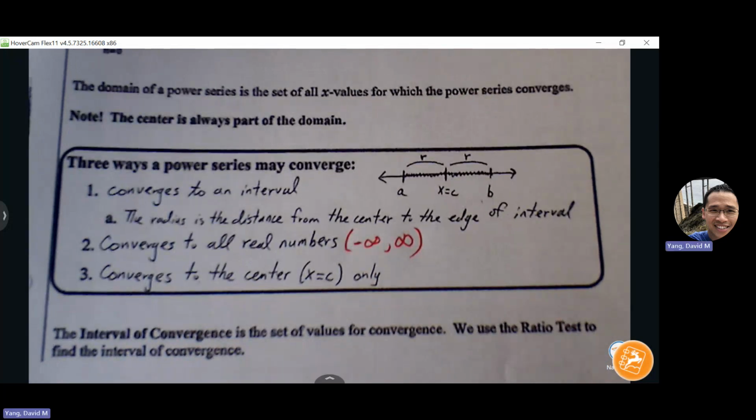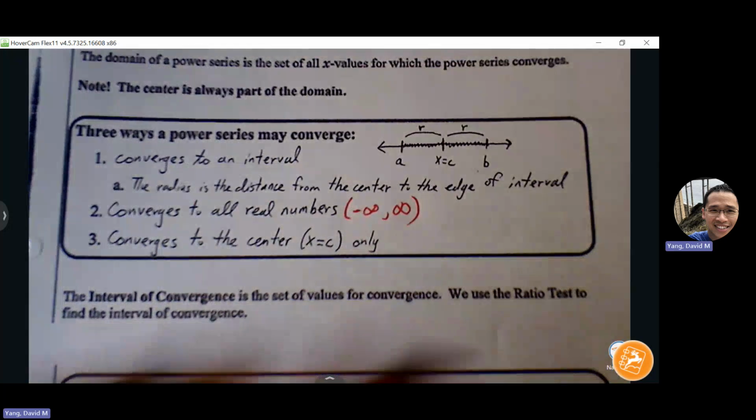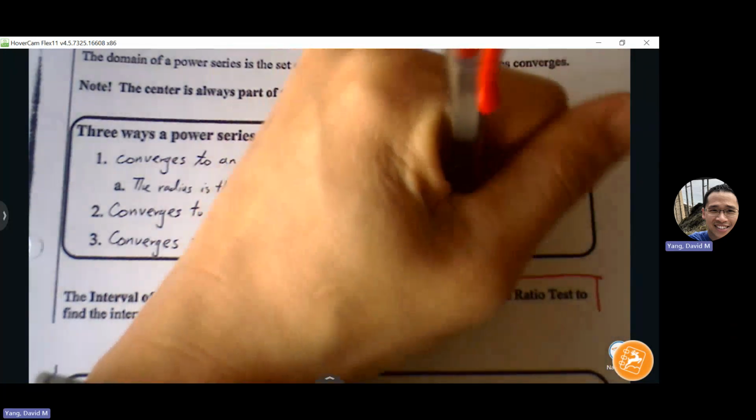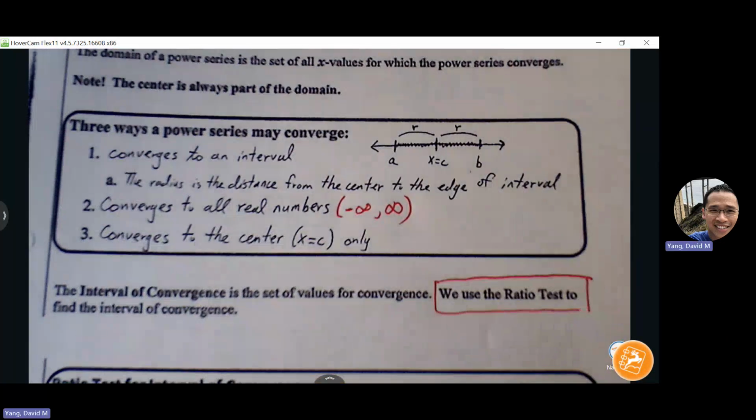So the test that we're going to use more often than not, more than anything else, is going to be the ratio test, because these are all power series. These are all exponential powers, and exponential powers are handled best with ratio tests. So we're always going to do ratio tests for power series.